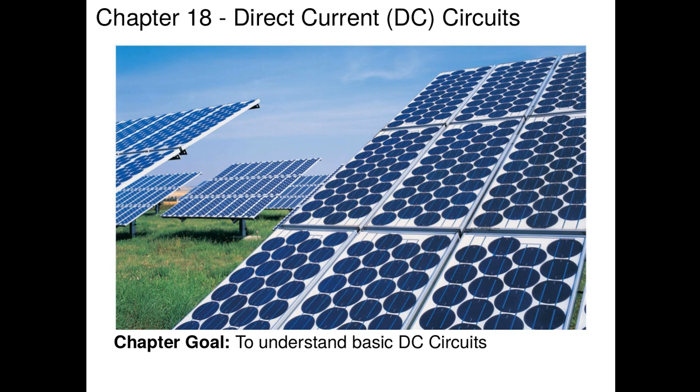So chapter 18 is on DC circuits. DC stands for direct current. We deal with two types of currents, direct current and alternating current. In this course, we're going to deal with direct current. That's current that's traveling in one direction through a circuit. Okay, so it's not alternating, it's not moving back and forth.